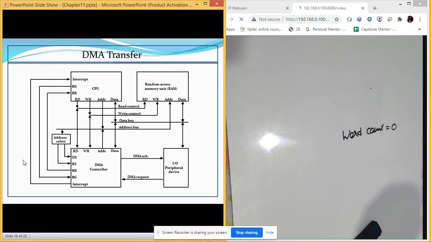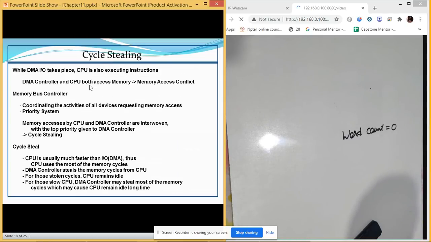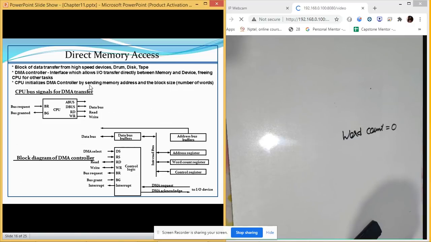The DMA will send an interrupt to the CPU, and then the CPU will check the value of word count. It has a connection with the DMA controller, so it can check what the value of word count is. It simply sends the word count to the CPU. If the word count is 0, it means the data was successfully transferred. If there is some other value, it means the data transfer has failed. Then it will restart the work.